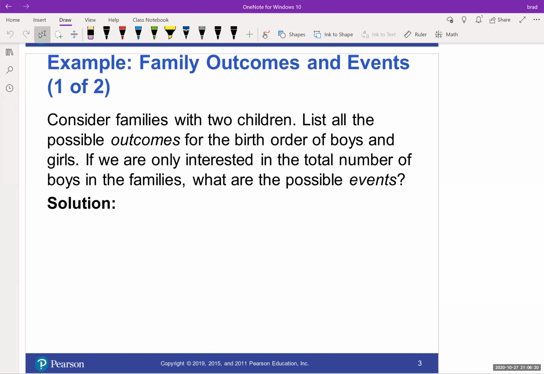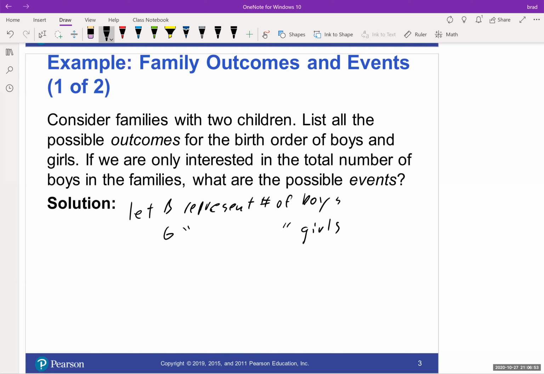Okay, so let's take a look at a problem like this. It says, consider families with two children. List all of the possible outcomes for the birth order of boys and girls. If we are only interested in the total number of boys in the family, what are the possible events? So we're going to let B represent boy and G represent girl.